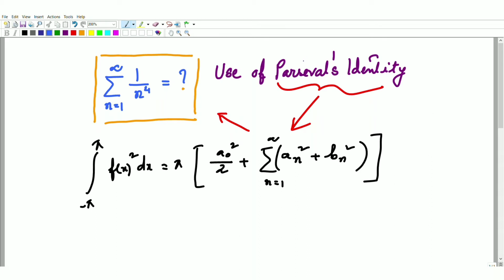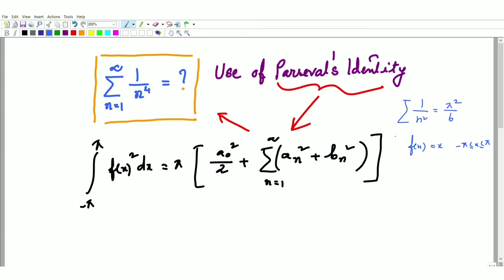Hello everyone. So this is a video regarding the use of Parseval's identity. In the yesterday's video, I was discussing the finding of the infinite summation of 1 by n square, and there we used the function f(x) equal to x with defining interval from minus pi to pi. Then ultimately we obtained the result that it was pi square by 6.